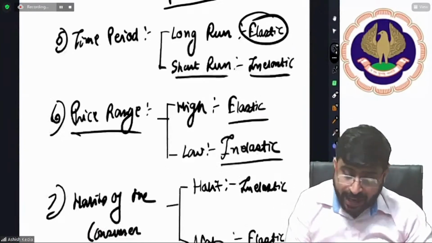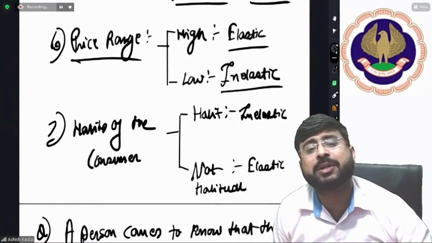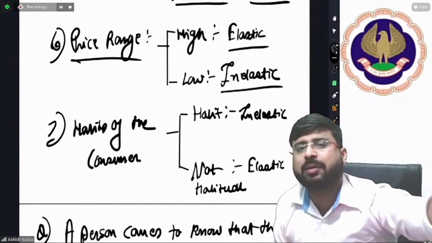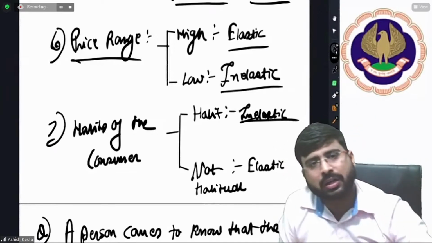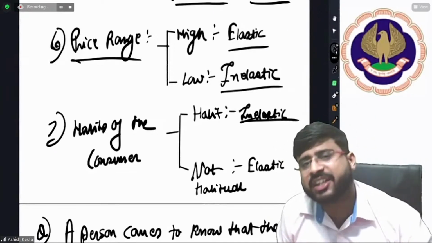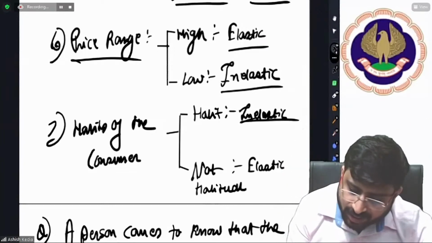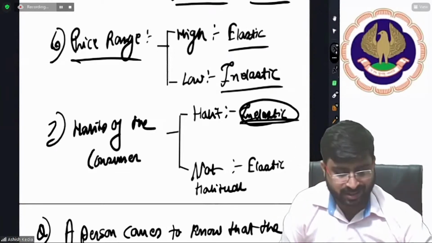Got it, sir. Habit of the consumer, very important. So let's say a consumer is becoming habitual to something, they will buy the product no matter the price. So demand will be inelastic. Suppose somebody has the habit of smoking. They are a chain smoker. So even if the price of cigarette rises, their consumption of that will not change. So demand will be inelastic.